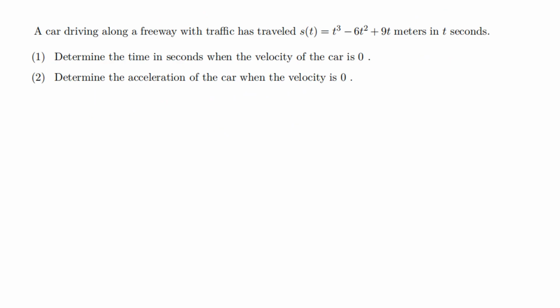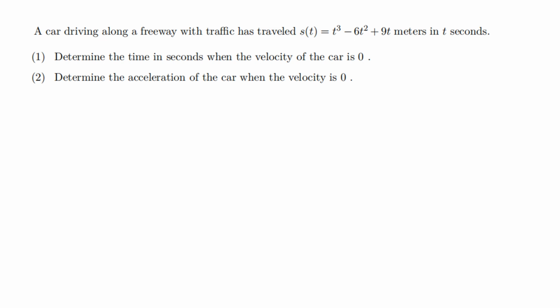So consider this problem, friends. A car driving along a freeway with the traffic has traveled s of t equal to t cube minus 6t square plus 9t meters in t seconds. Determine the time in seconds when the velocity of the car is 0. Velocity is 0, what is the time? And the second question is, determine the acceleration of the car when the velocity is 0. So when the velocity is 0, find the time, then find the acceleration.